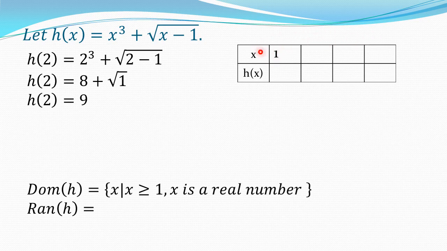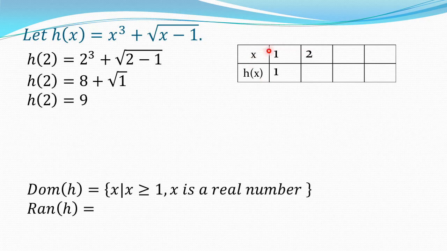What happens if x is equal to 1? So we substitute x equals 1 to the expression. So h of 1 is equal to 1 cubed plus the square root of 1 minus 1. So this becomes 0 and this is just 1. 1 plus 0 is 1. So that's what happens when x is equal to 1. h of x is equal to 1.